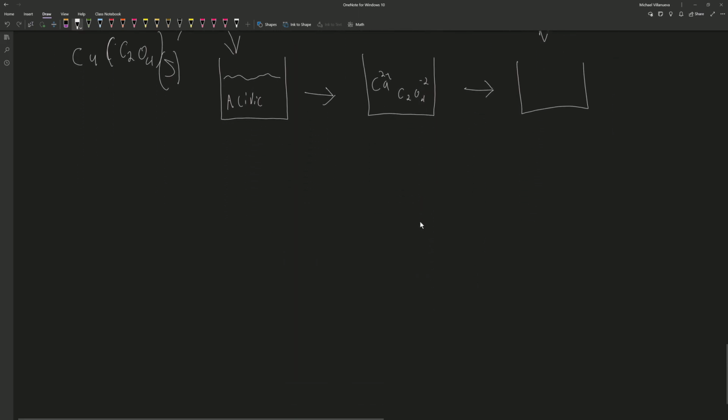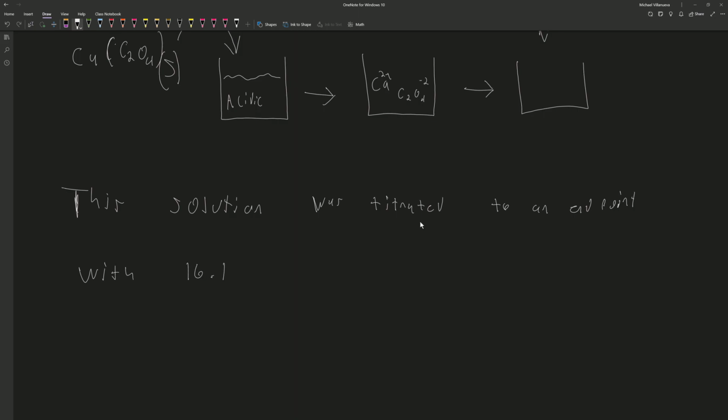So let's say this solution was titrated to an endpoint with 16.17 milliliters of KMnO4.